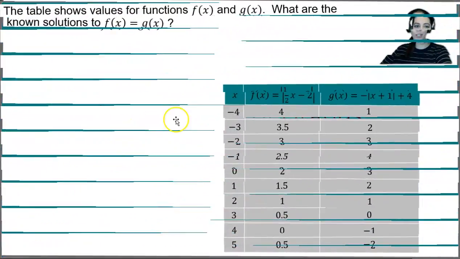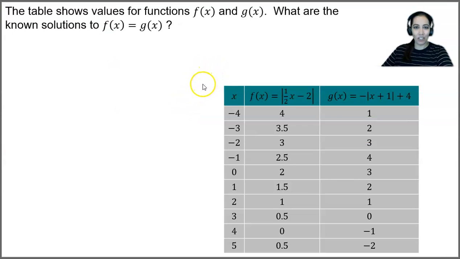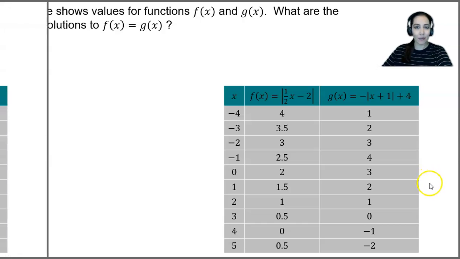The table shows the values for functions f of x and g of x. What are the known solutions to f of x equals g of x? So my first column, I have x, I have f of x in my second column, and I have g of x in my third column. How am I going to find the known solutions to f of x equals g of x?